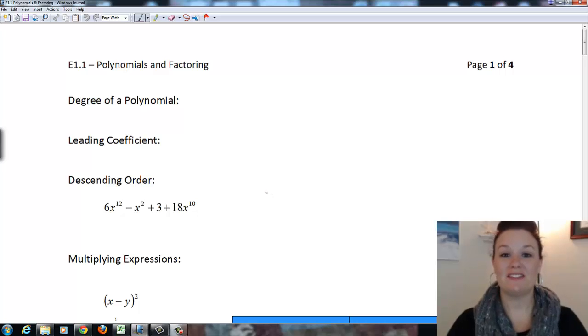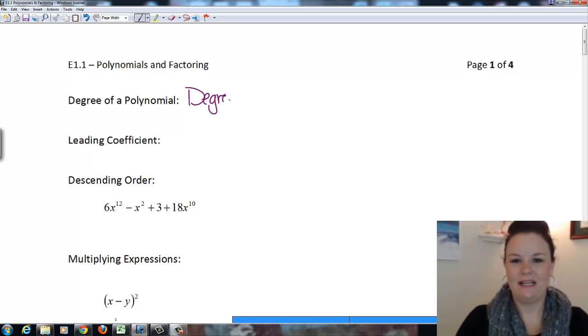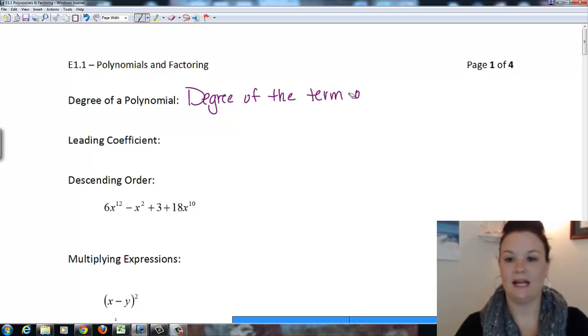All right, so we're going to go ahead and start off with section E1.1, which is polynomials and factoring. So I'm going to do a brief review of pieces of the polynomials, okay? The degree of a polynomial is the degree of the term with the highest degree.